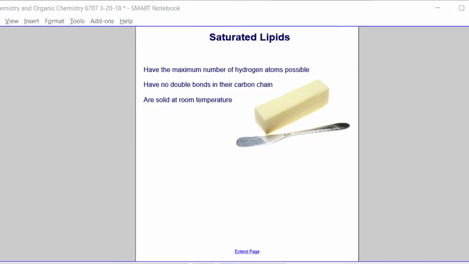All right, we're going to spend a little bit of time now differentiating between different types and ways to describe lipids. So one way is to describe a lipid as saturated. Saturated lipids have the maximum number of hydrogen atoms possible, which means they have no double bonds in their carbon atoms, or in their long carbon chain. Generally, if a lipid is saturated, it's solid at room temperature. So think about the difference between butter on your counter versus something like olive oil on your counter. Butter would be the saturated lipid.